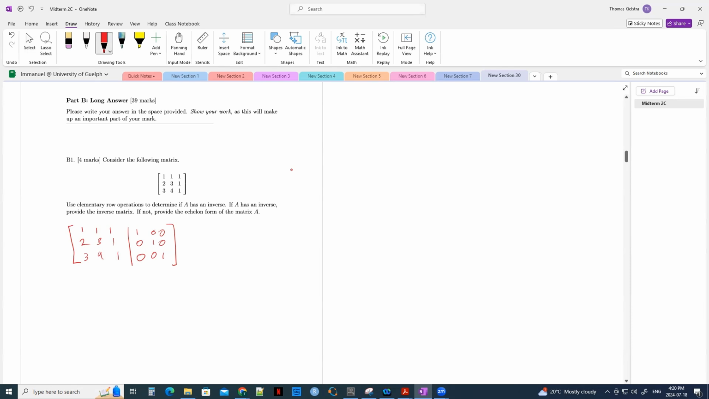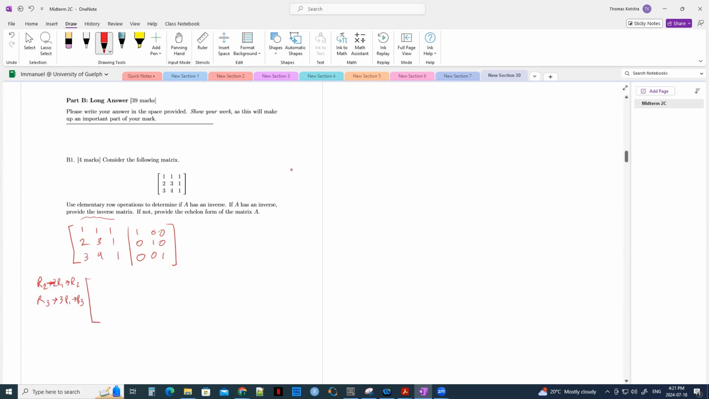And now from here, we're going to do elementary row operations to convert this into echelon form. If this becomes the identity in the echelon form, it's invertible. If it doesn't become the identity, then it's not invertible. So let's take row 2, subtract 2 row 1 and replace row 2, and we'll take row 3, subtract 3 row 1 and replace row 3.